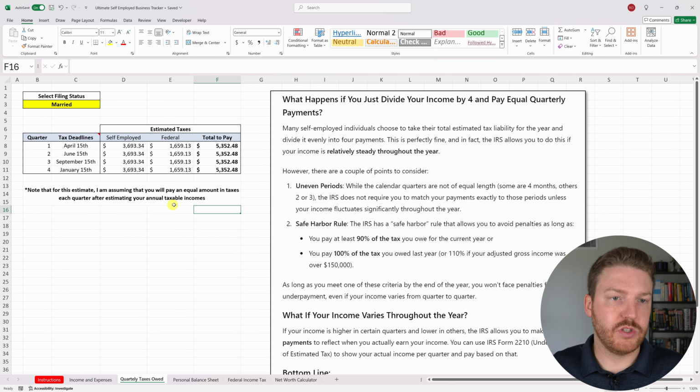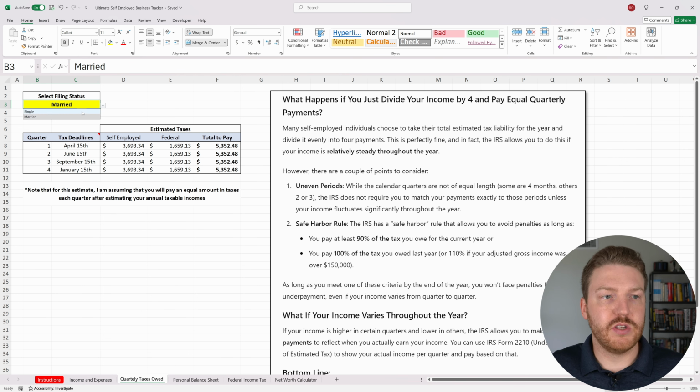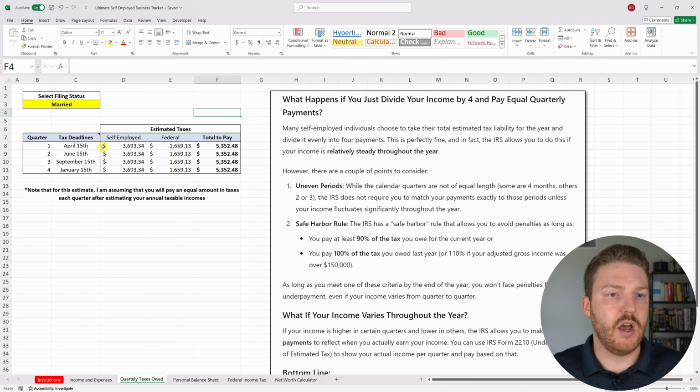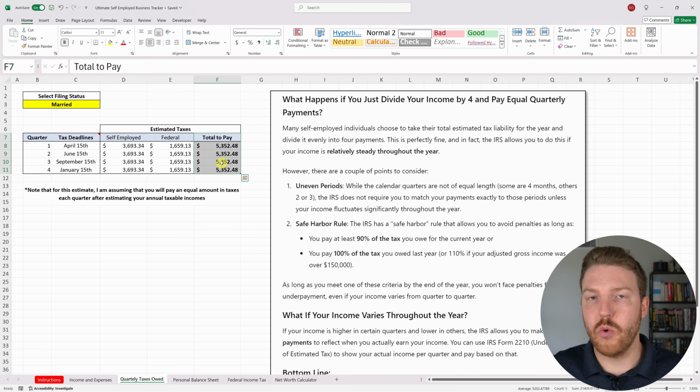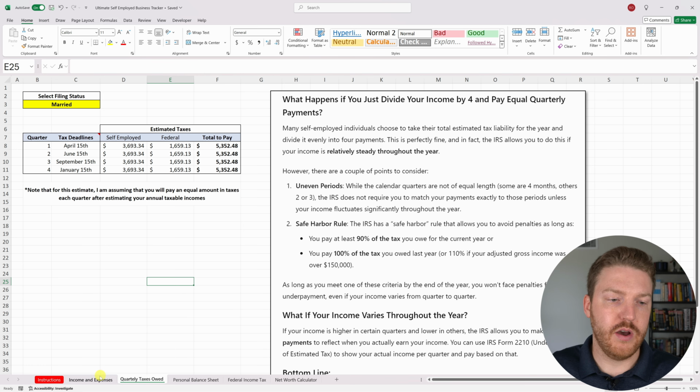So that brings us over to a sheet where I've kind of included the option where you can say whether you're filing single or married, and then estimate your taxes and how much you need to pay each quarter. We'll get into more detail of how that works.